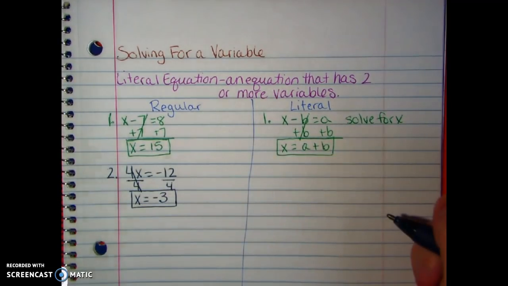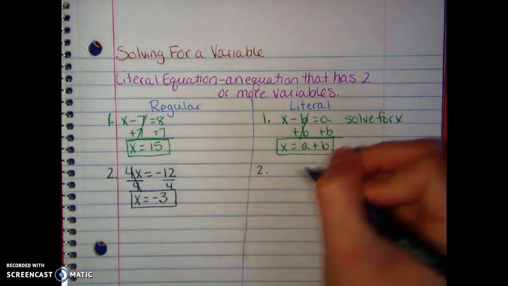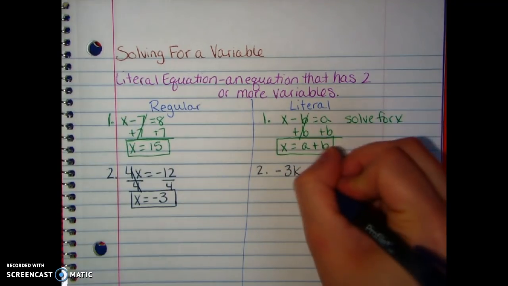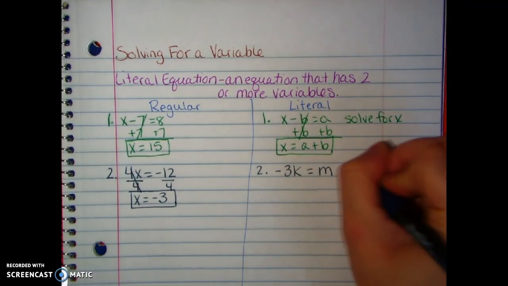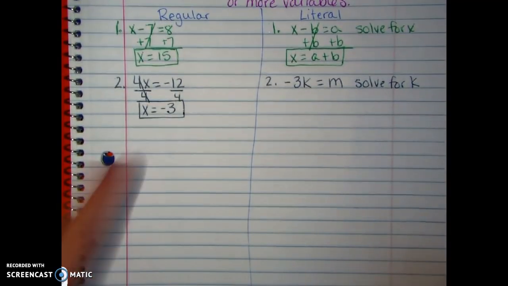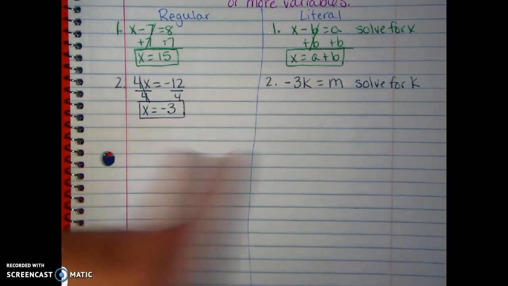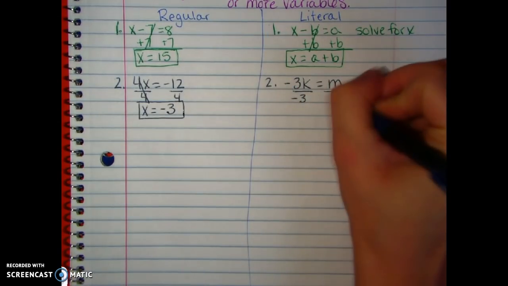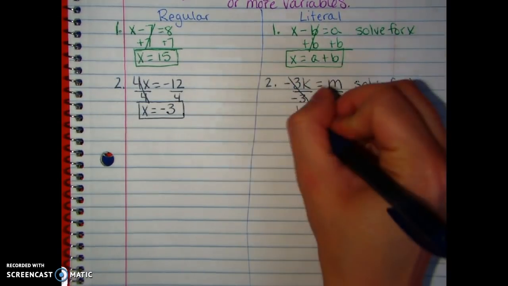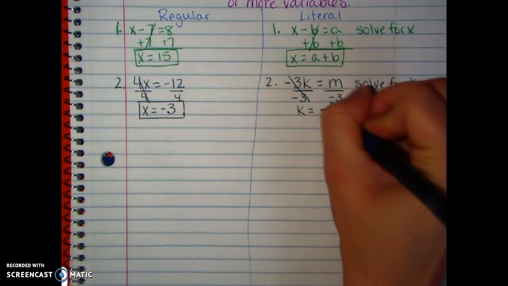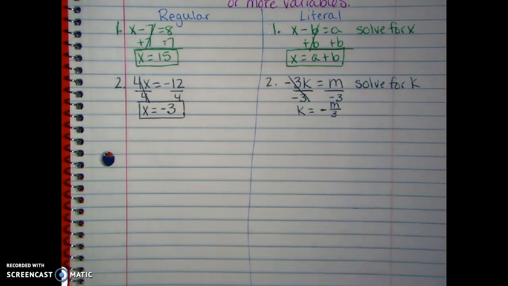Now let's look at a similar one that's a literal equation. Let's do negative 3k equals m, and I want to solve for k. For this one, you can see what we did for the regular: we divided by the coefficient. So here, I need to divide by the coefficient. Divide both sides by negative 3. That gets me k equals, and just put the negative sign in front of that whole fraction, m over 3. I can't actually divide m by 3, so I just leave it like that.